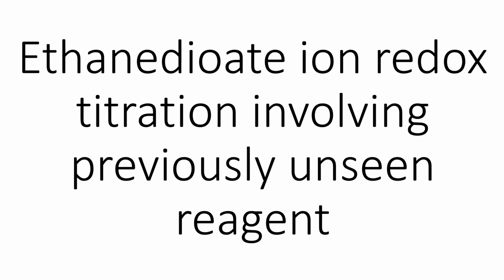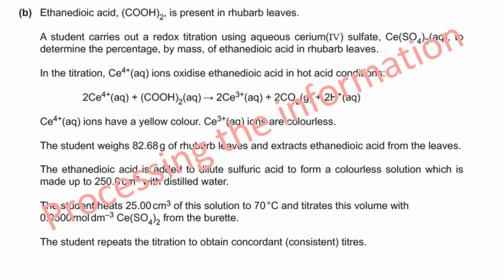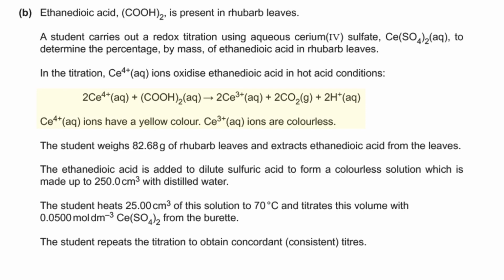The next part is about a redox titration involving the ethanedioic ion and a previously unseen reagent, cerium 4+. So quite a lot of information here, so let's think about how to process it. First of all, it tells us that there's a color change next to the equation. So what this means is as the Ce4+ is added, it will immediately go colorless as it's converted to Ce3+.